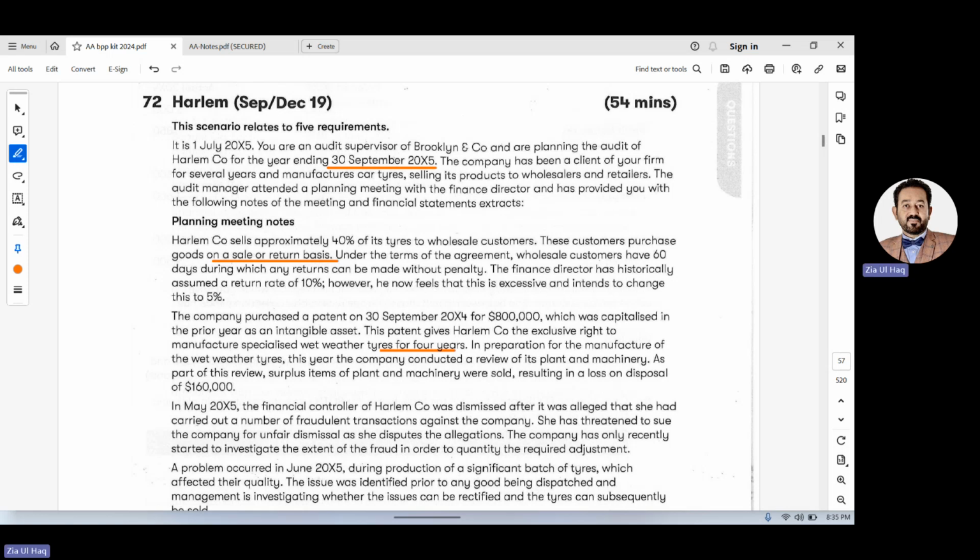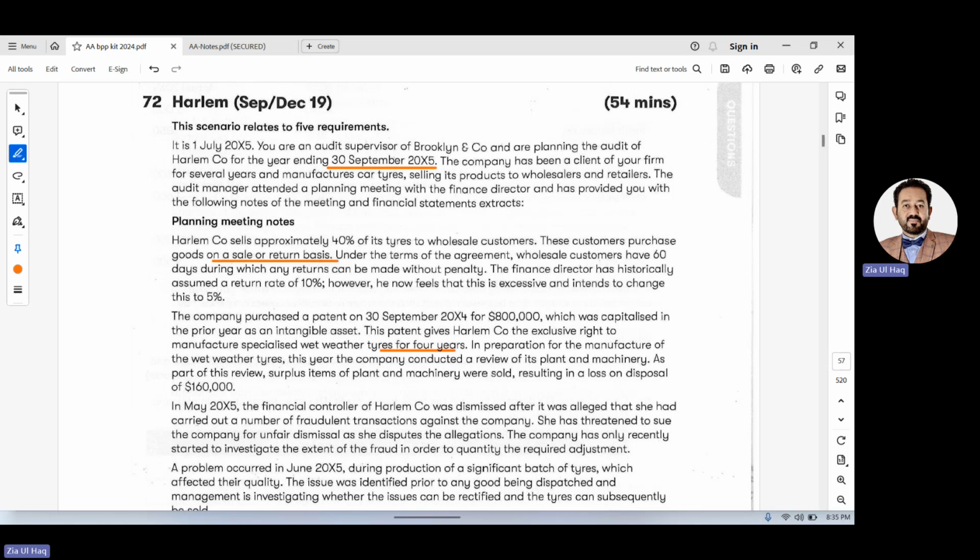Profit and asset could be overstated. Is that fine? If the company is not amortizing the intangible asset over its 4-year life, not recording depreciation, what could be the issue? Assets will be overstated. There is no expense, so expenses could be understated. And if there is no expense, profit could be overstated.